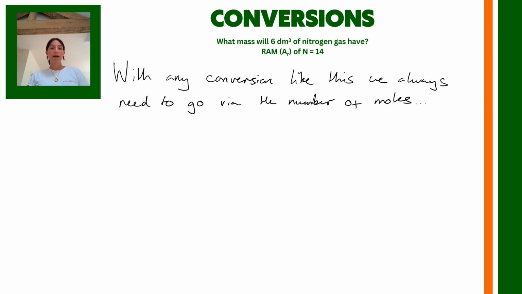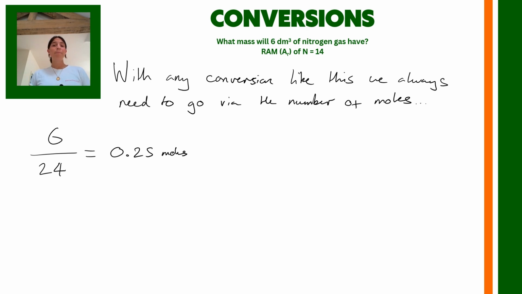So how do I work out the number of moles that I have? Well, I've been told the volume, and as I just said, we can relate that to the number of moles by doing volume divided by 24, which is 0.25. Remember, that's 24 here because it's in decimeters cubed, but had that volume been given to me in centimeters cubed, then it would have been divided by 24,000. Anyway, I've got 0.25 moles of nitrogen gas.